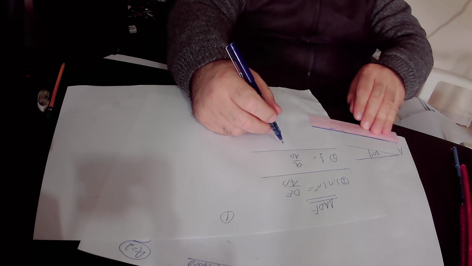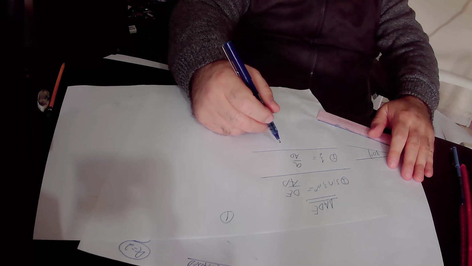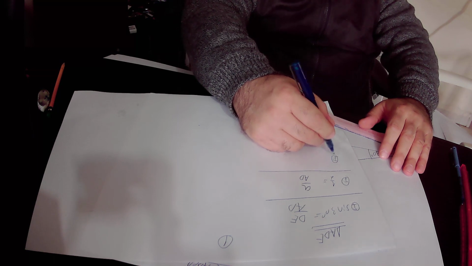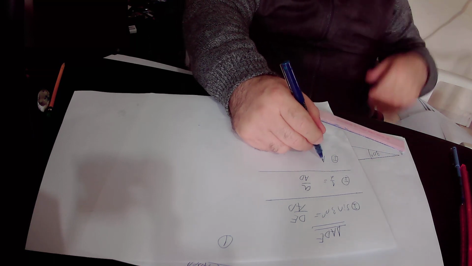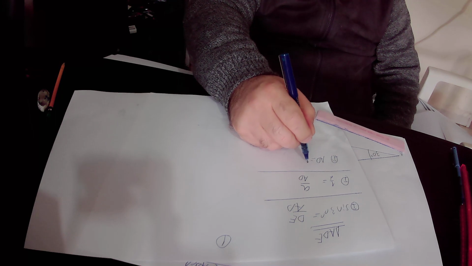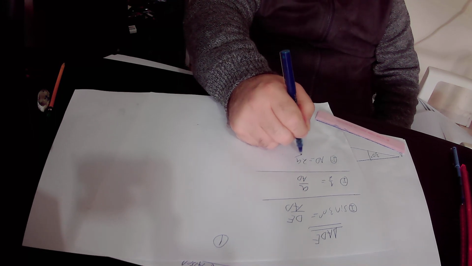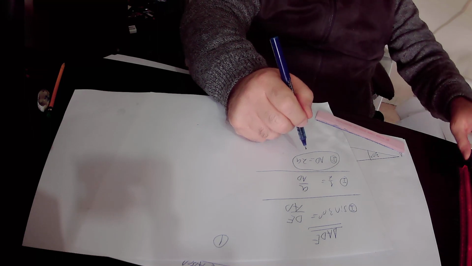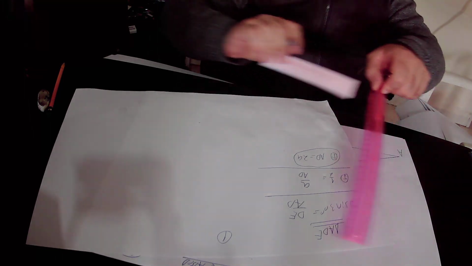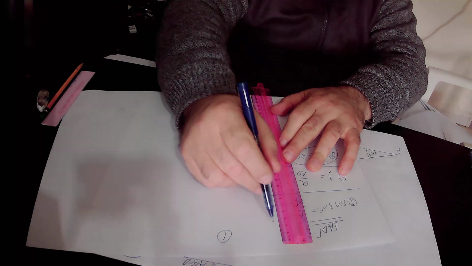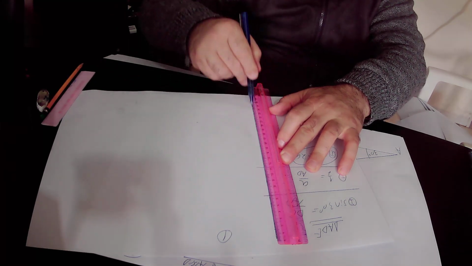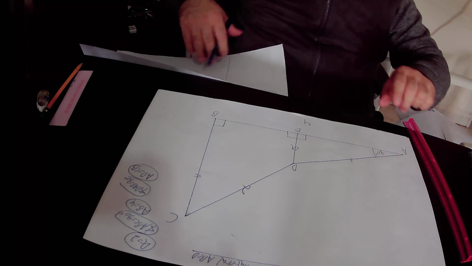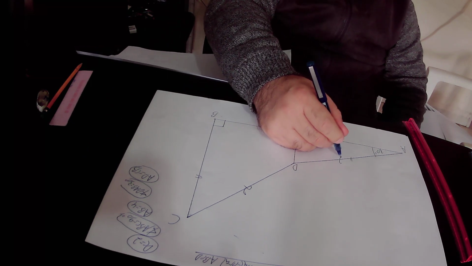So here we will cross multiply this equation number 1, and we will get that AD equals 2 times A. So we found out that AD equals 2A. So we can write here that AD equals 2A.